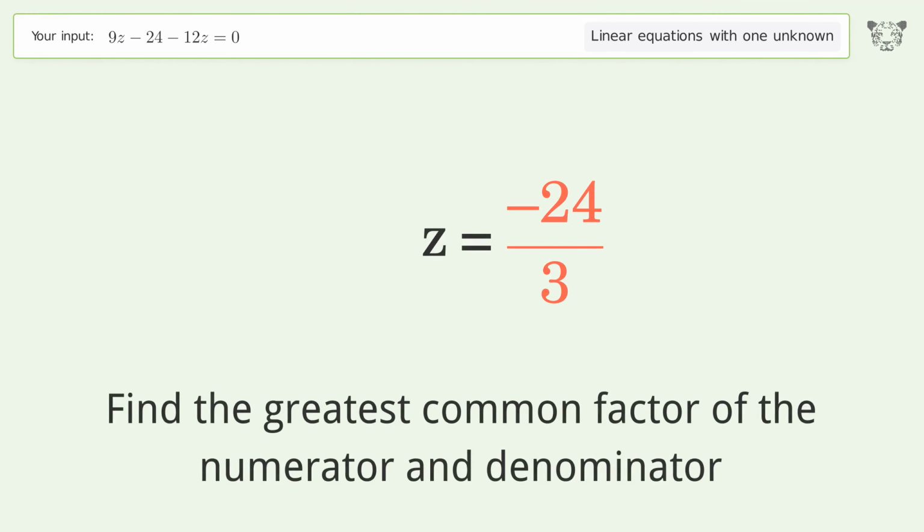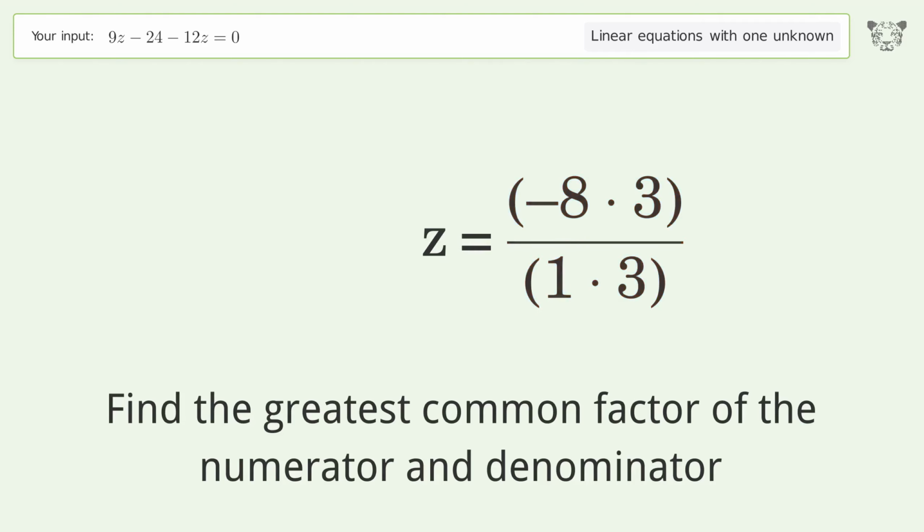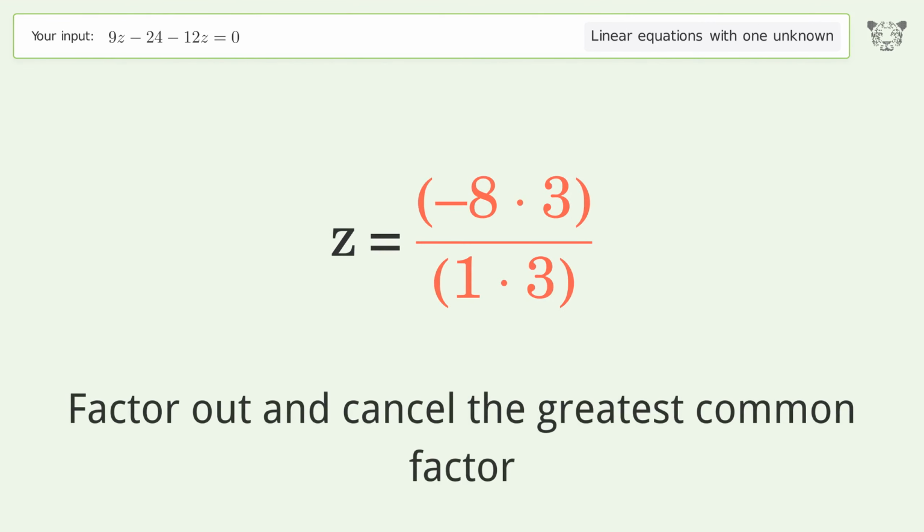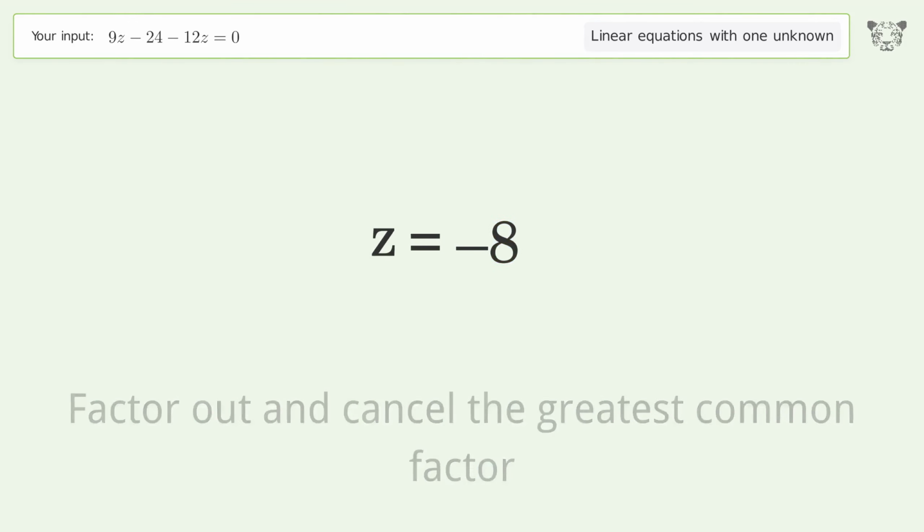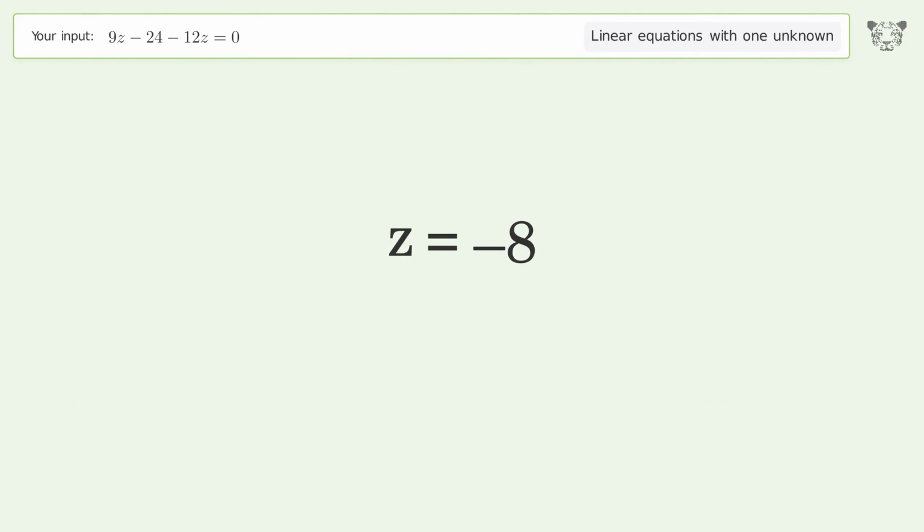Find the greatest common factor of the numerator and denominator. Factor out and cancel the greatest common factor. And so the final result is z equals -8.